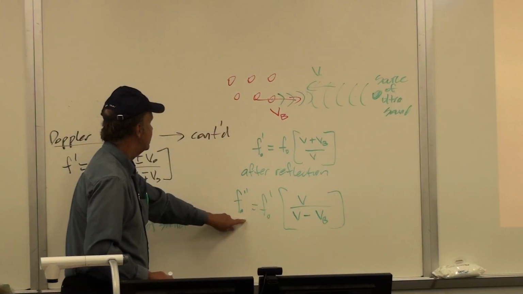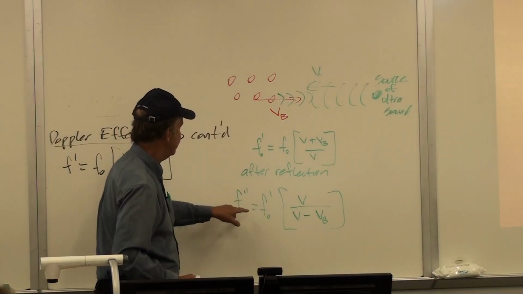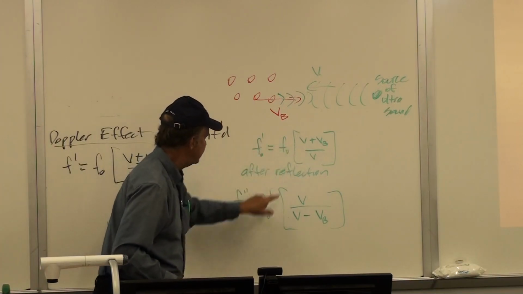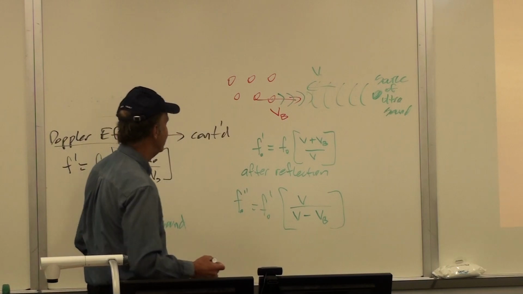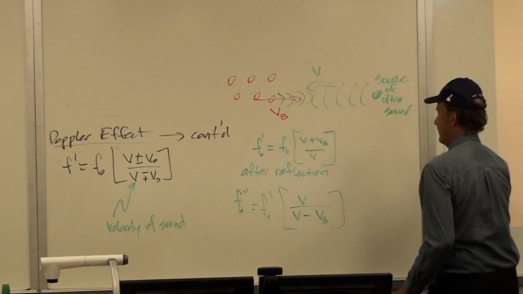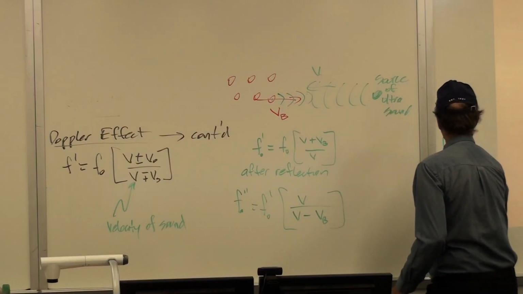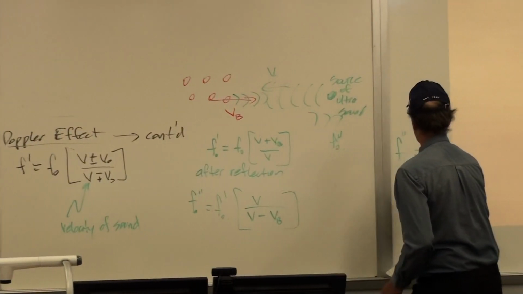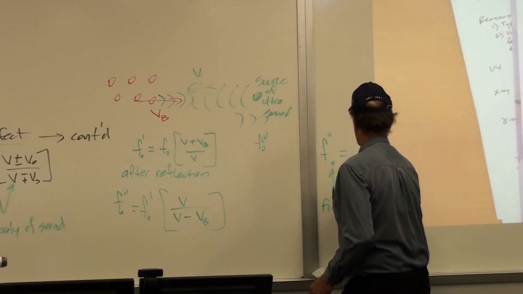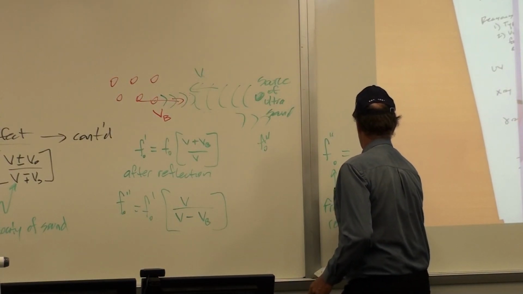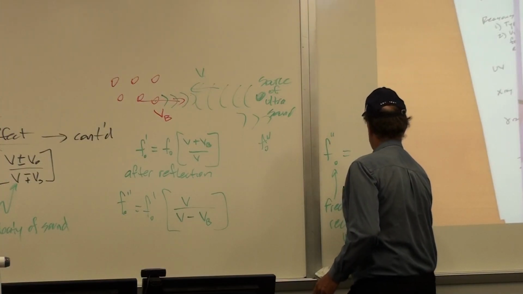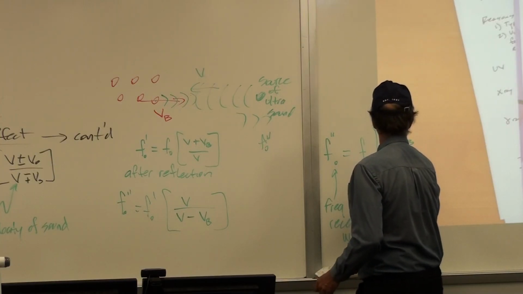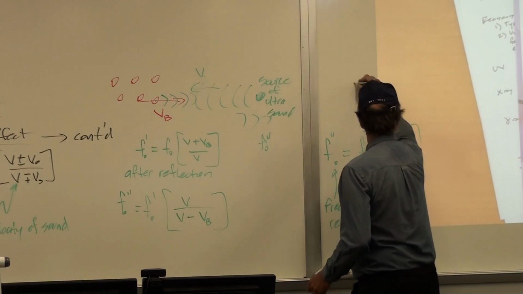And so if we put these two together, in other words, if we take F naught prime here, and we replace it with this, and we multiply them, the V's cancel, and so what we get then is that F naught double prime, which is the frequency of the received waves, is equal to F naught times V plus V blood divided by V minus V blood, where V is the velocity of sound.